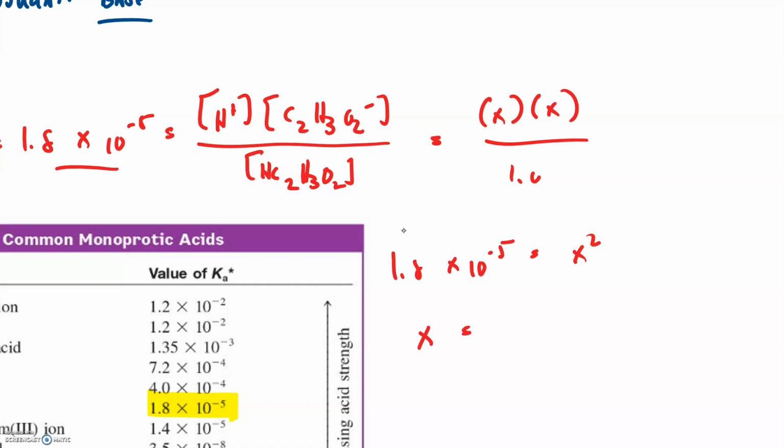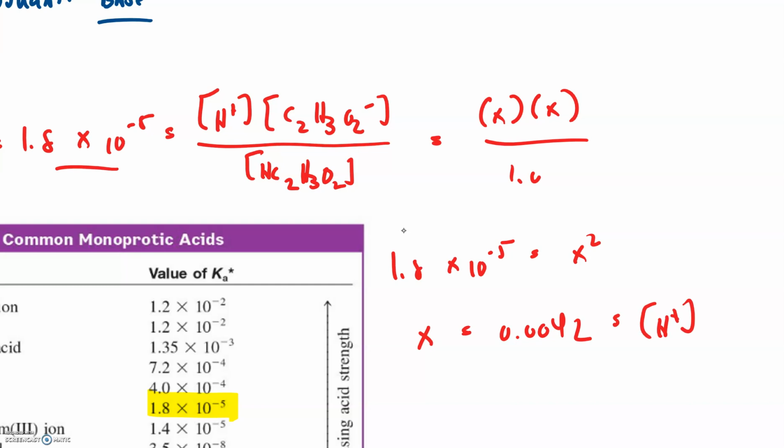You get x of, let me take out my calculator. 1.8 times 10 to the negative fifth. We're going to take the square root of that. 1.8 times 10 to the negative fifth. And you get 0.004 something, 0.0042. This is equal to H+.